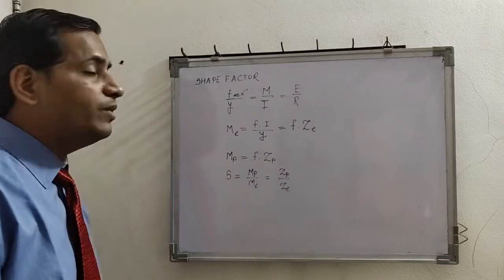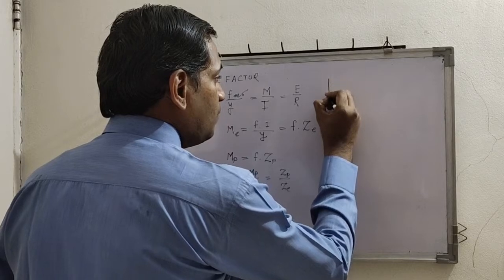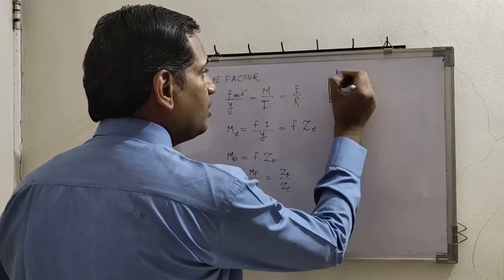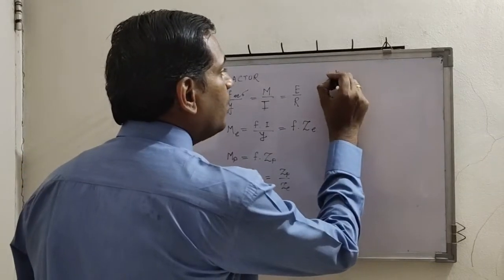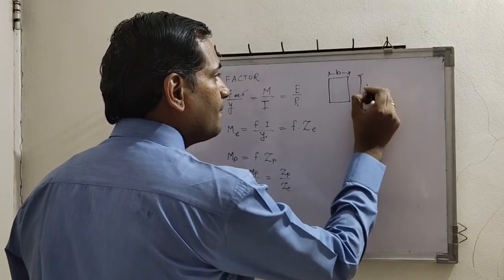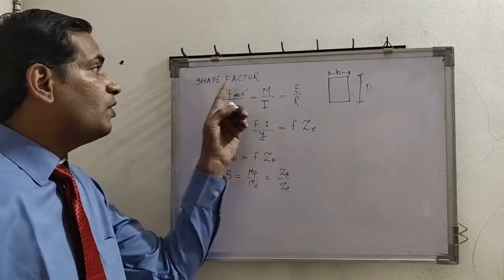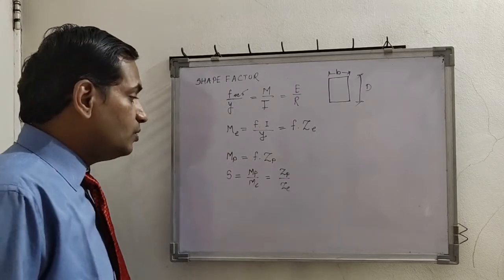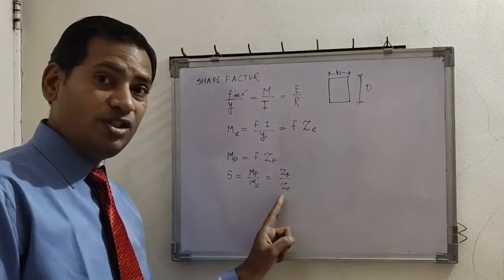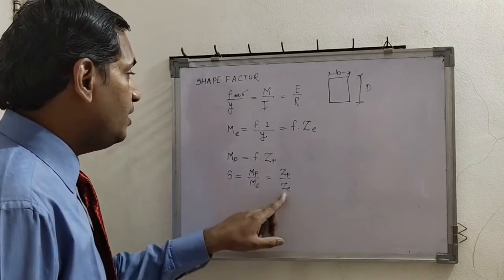We'll start with the simplest of the shape factors, which is the rectangular cross section. Here is one rectangular cross section whose width we shall assume as small b and overall depth as capital D. So b by D is the cross section and we have to find out these two values. One of them is ZE, which we can find from the theory of strength of materials, elastic analysis.